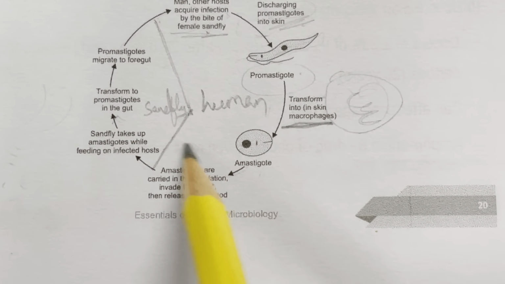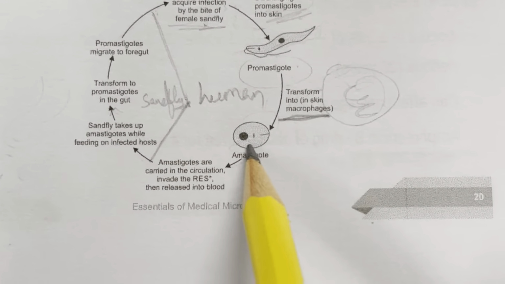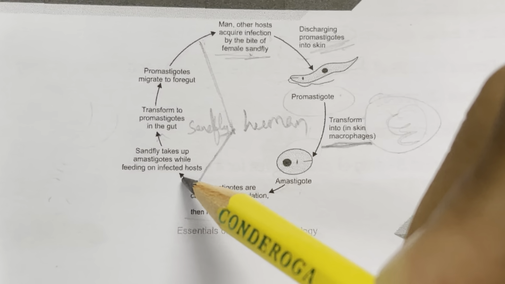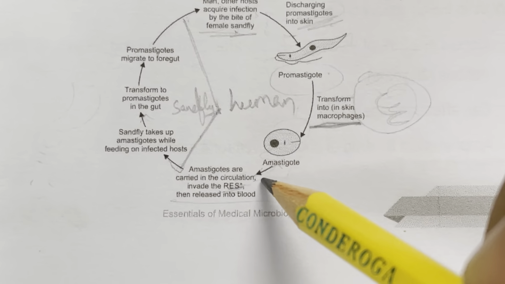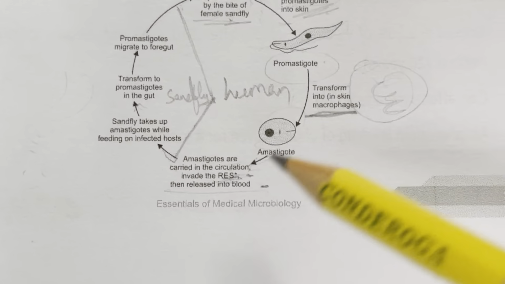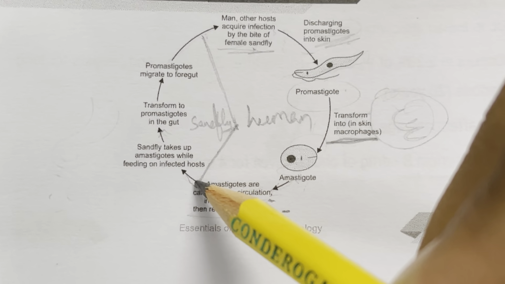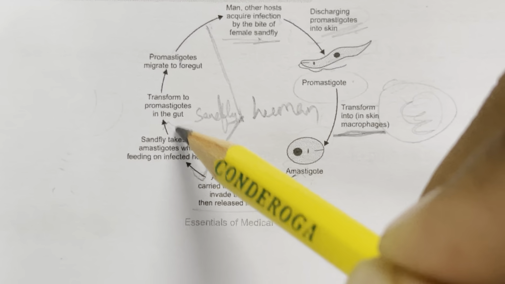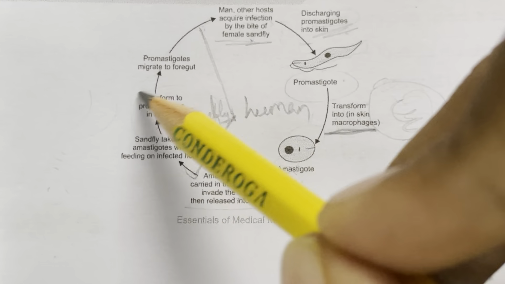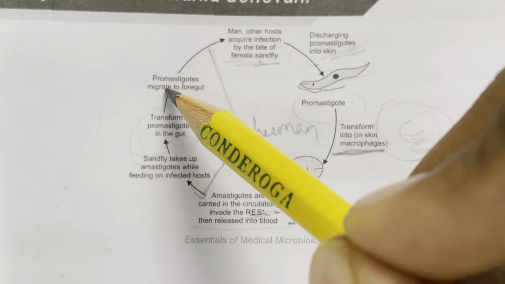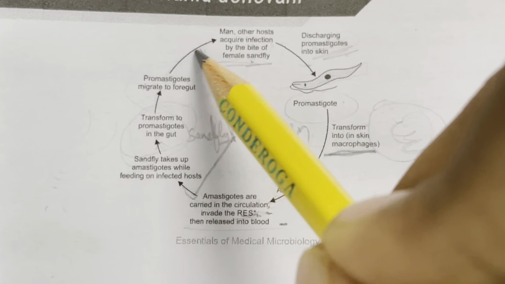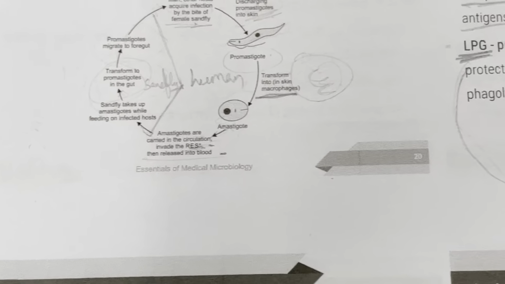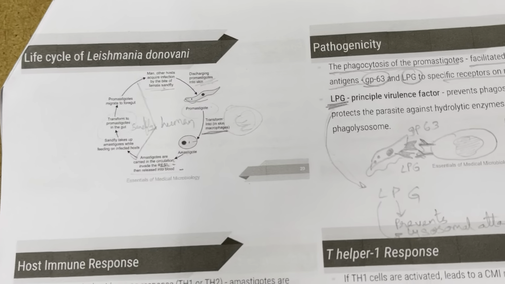Amastigotes enter the blood because they are spherical, they are easier to enter and be diagnosed in the blood. So first they enter the circulation, invade the reticuloendothelial system, and then are released into the blood. And then again, the sandfly takes up amastigotes while feeding on infected hosts. In the sandfly's gut, the amastigotes transform into promastigotes again, and the promastigotes migrate to the foregut, and it can transmit from its foregut when it bites.